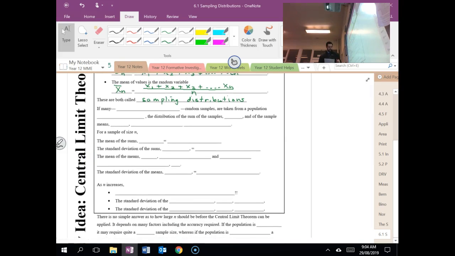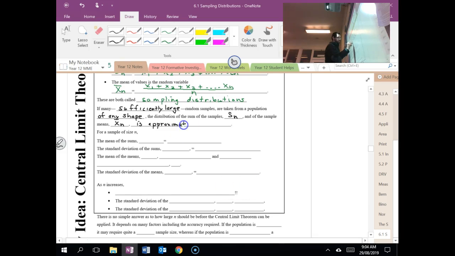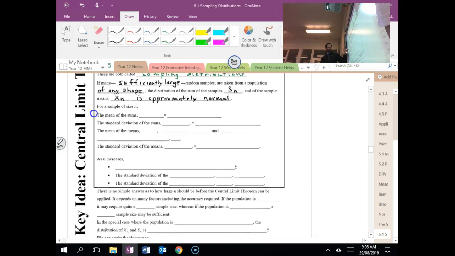So, the key theorem says that if many sufficiently large random samples are taken from a population of any shape, so the population distribution can be any shape, it can be skewed, it can be normal, or it can be something entirely different, then the distribution of the sum of the samples, Sn, and of the sample means, x bar n, is approximately normal. So that's what we saw last time.